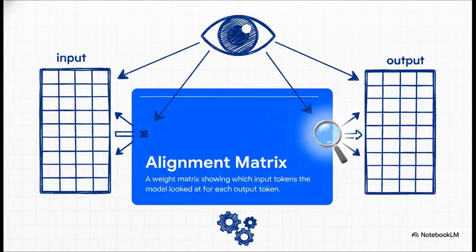This brings us to a highly important vocabulary word, the alignment matrix. The source tells us that the weight matrix produced by cross-attention is called the alignment matrix. It's described as the most interpretable output of any encoder-decoder model. And why is that? Because it literally shows you exactly which input tokens the model was staring right at the moment it decided to generate a specific output token. It is basically a window straight into the machine's decision-making process.